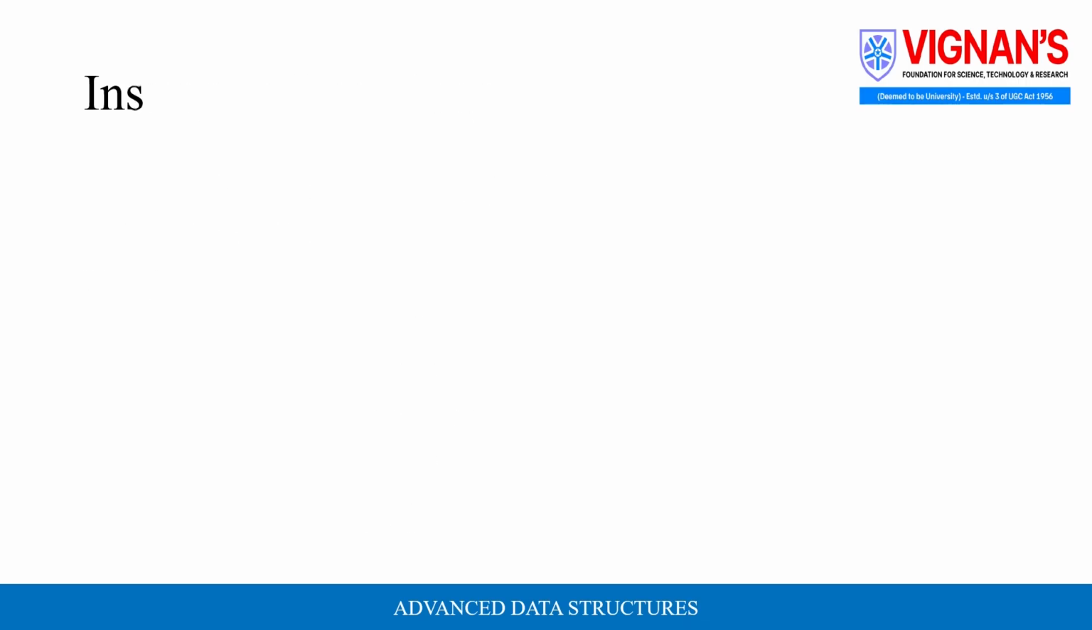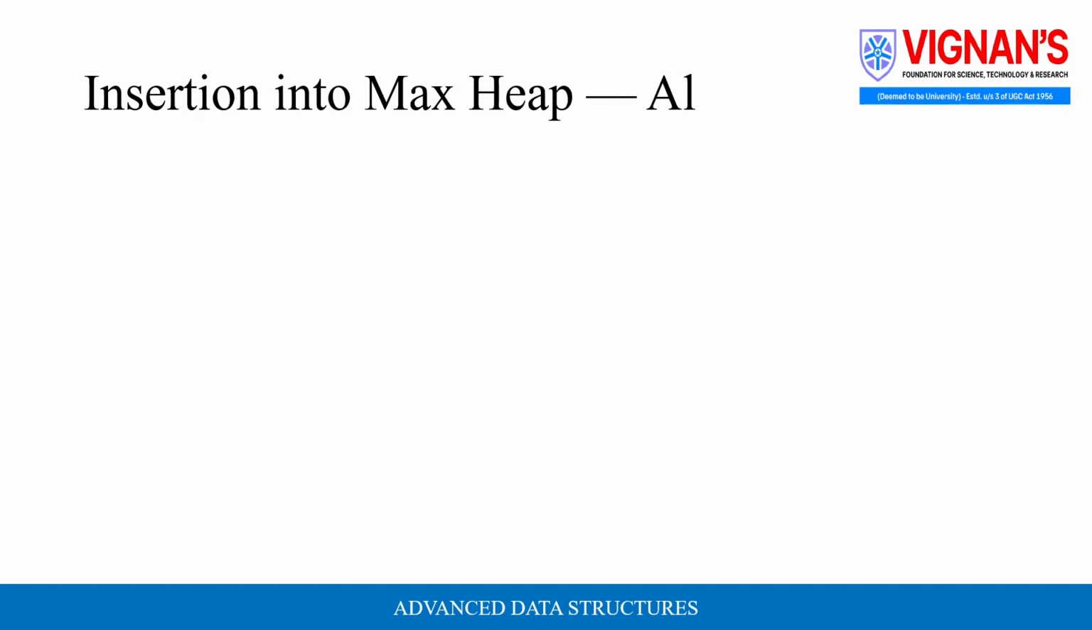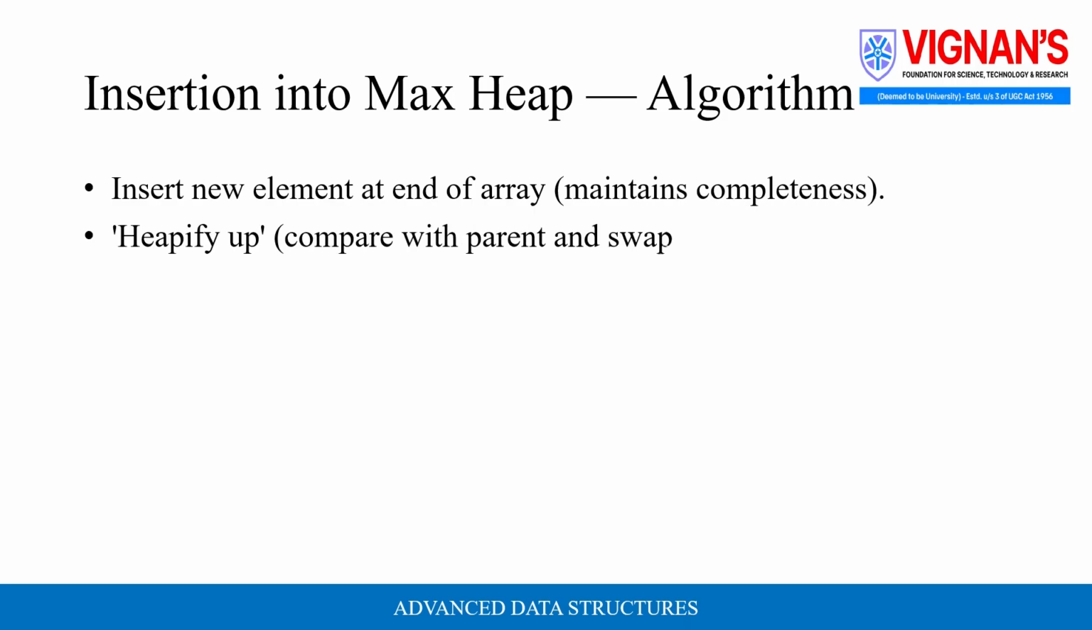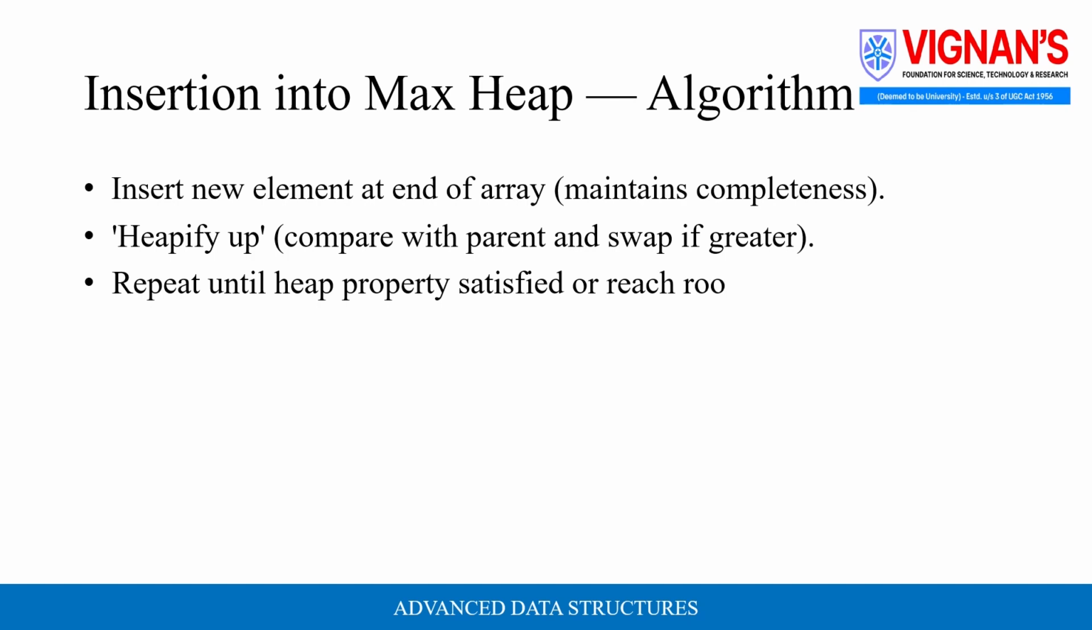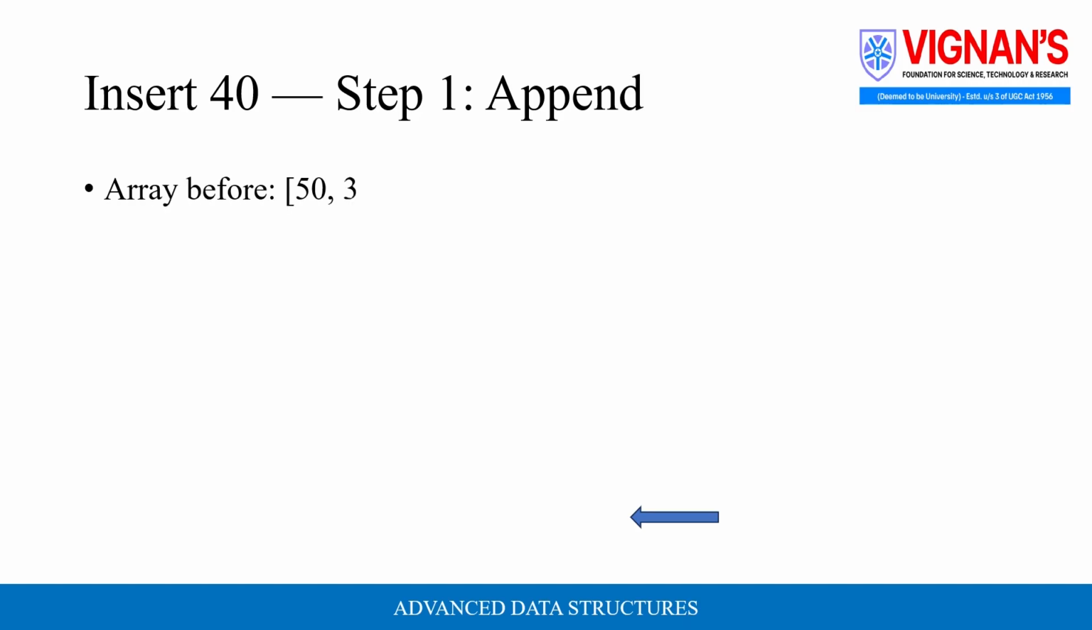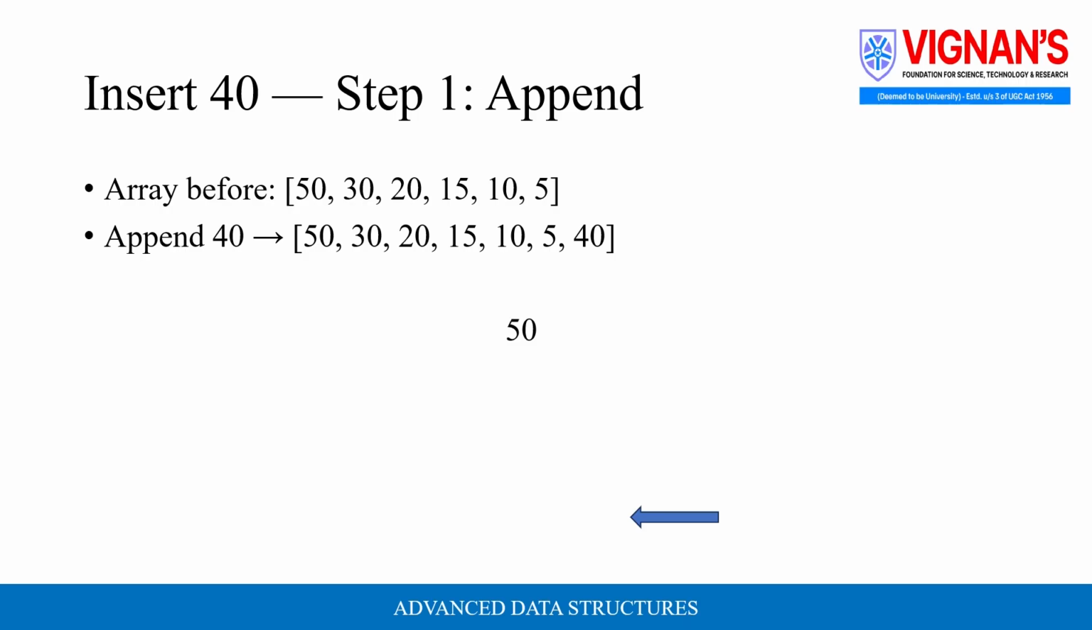The steps to insert a new element into a max heap are: 1. Insert the element at the end of the array. 2. Perform heapify up, which means repeatedly comparing with the parent and swapping if it is larger. 3. Stop when the heap property is satisfied or the element reaches the root. We start with the original array 50, 30, 20, 15, 10, 5. We want to insert 40.